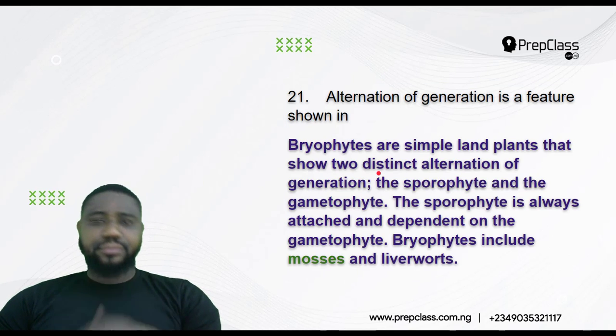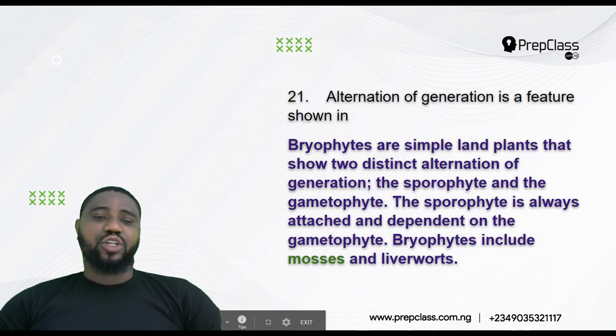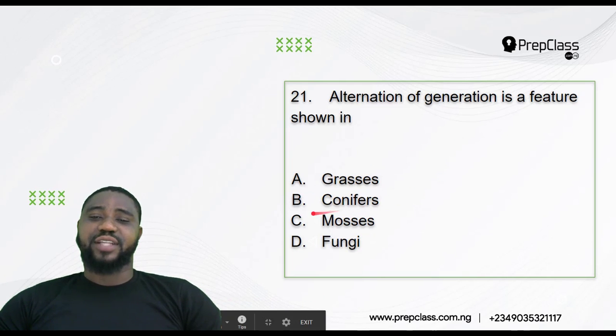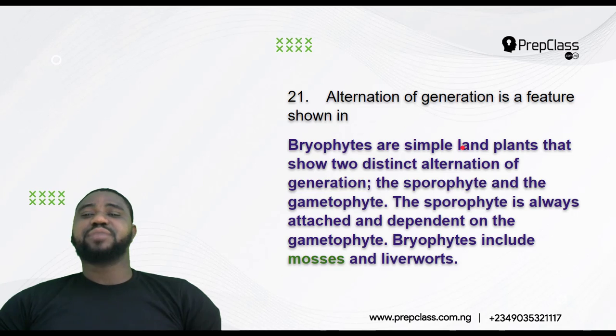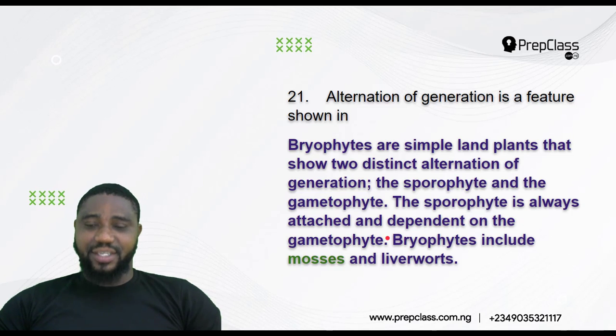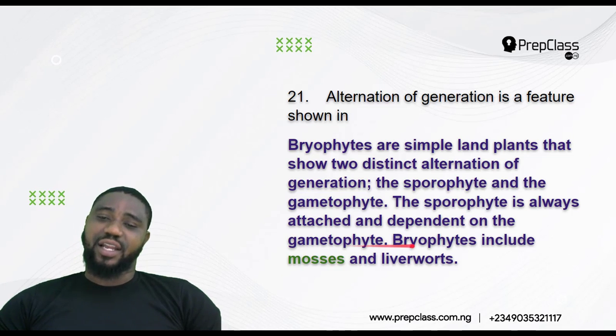Bryophytes. I mentioned the word bryophyte because I saw a bryophyte here, which is mosses, and they are the ones that show alternation of generation. Bryophytes are simple land plants that show two distinct alternation of generation: the sporophyte and the gametophyte. The sporophyte is always attached and dependent on the gametophyte. Bryophytes include moss, that's the mosses, and the liverworts.